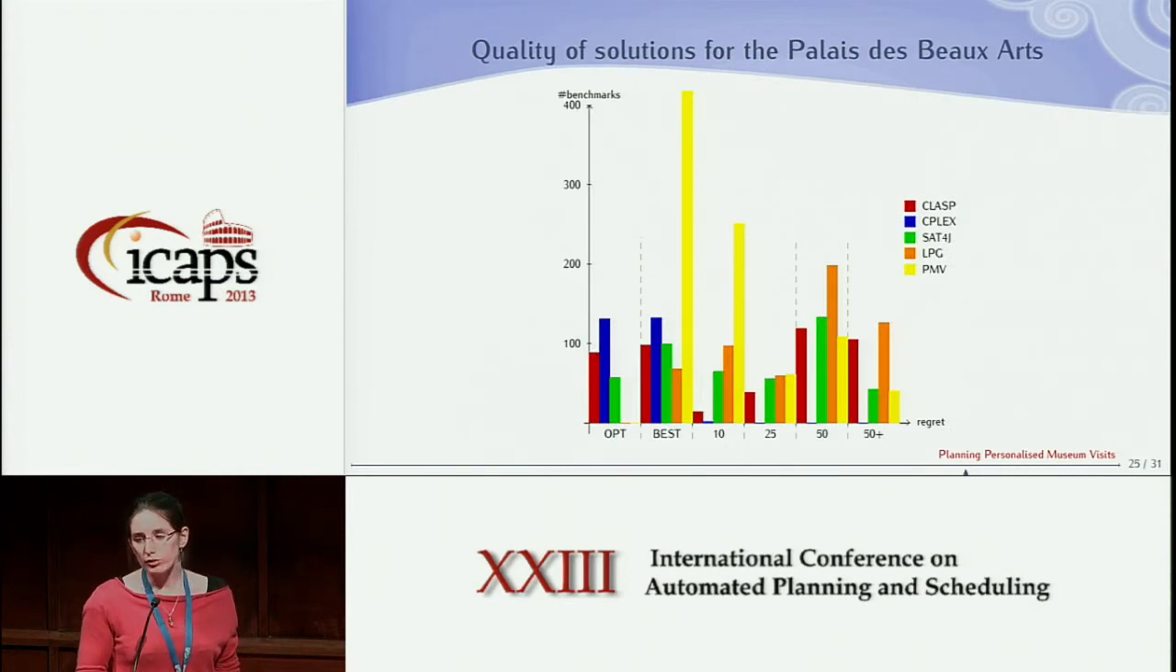And so finding a solution is a good thing, but we need to find a good solution. So we had to check the quality of the solutions that were found. On the left, you have the solvers that found optimal solutions. Then the next column shows the best solution, and the further you go to the right, the less good the solutions are. And so you can see that PMV, the yellow solver, was very good at finding good solutions for the Palais des Beaux-Arts.